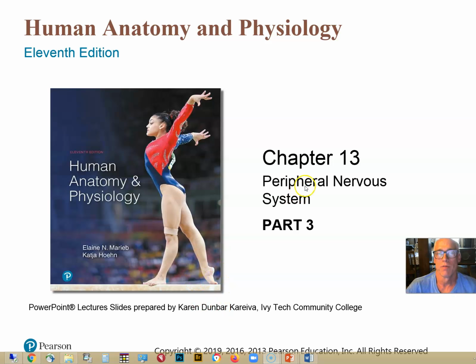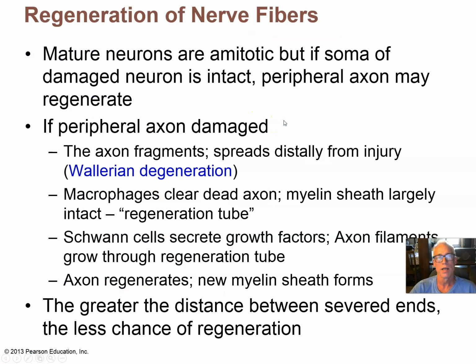Let's take another look at Chapter 13 of the peripheral nervous system from our Human Anatomy and Physiology text. In this section, we're going to take a look at regeneration in peripheral nerves, something not possible in the central nervous system so far, the technology we have, and of course this is natural, as well as the 12 cranial nerves that connect the brain and brainstem to the rest of the body.